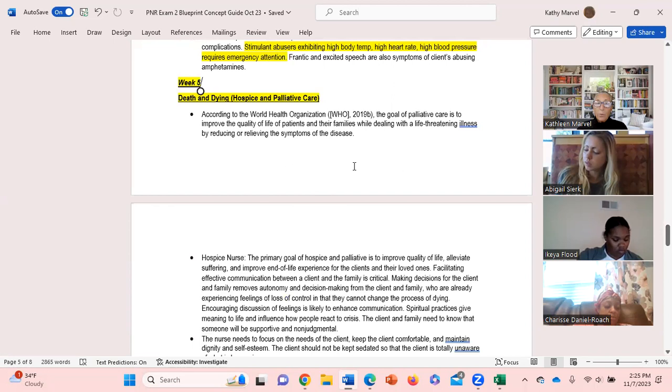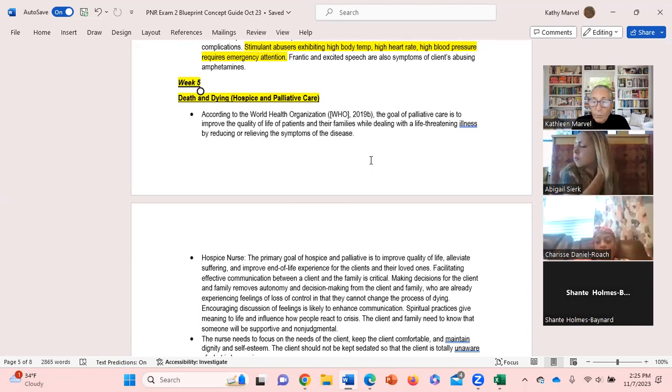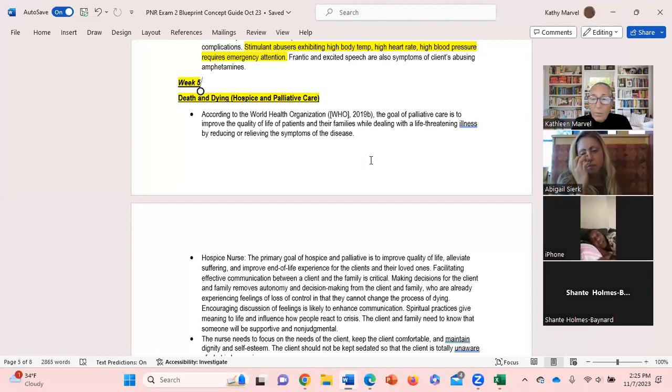Okay, you need to know the difference between hospice and palliative care. Who wants to take a stab at that? Hospice is for end of life care, and palliative is taking care of people who have a terminally ill disease but are not ready for hospice yet. Correct, excellent. Everybody understand that distinction? I know it's used interchangeably most of the time. Palliative is a step before hospice.